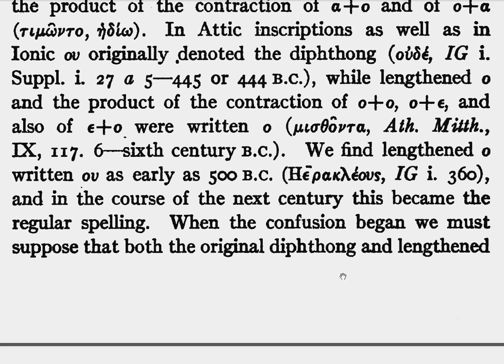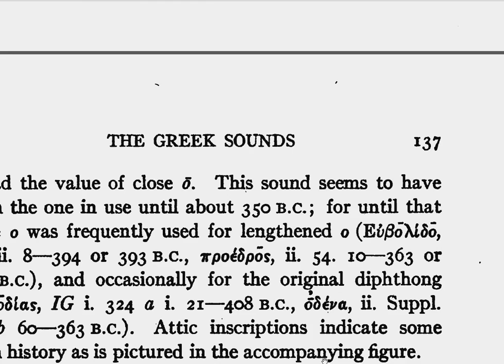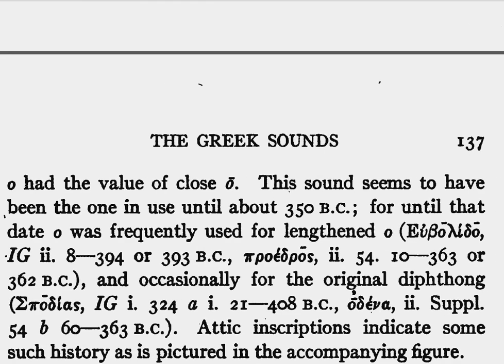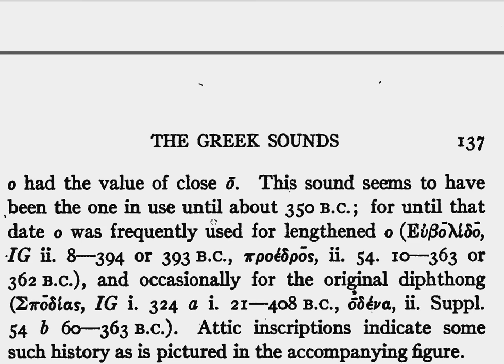When the confusion began, we must suppose that both the original diphthong and lengthened o had a value very close to o, and this sound seems to have been the one in use until about 350 BC. So for those of you who've asked questions about my pronunciation, for example, it's ekau, there's a bit of a slidey, slippery area here, so don't get too hooked up about it. Until that date, o was frequently used for lengthened o, and occasionally for the original diphthong.